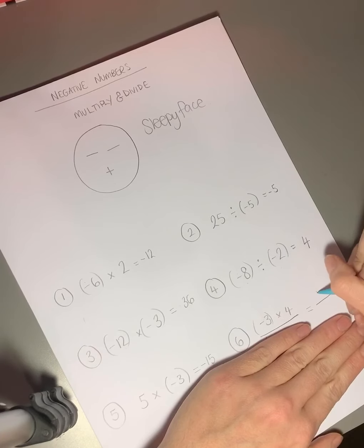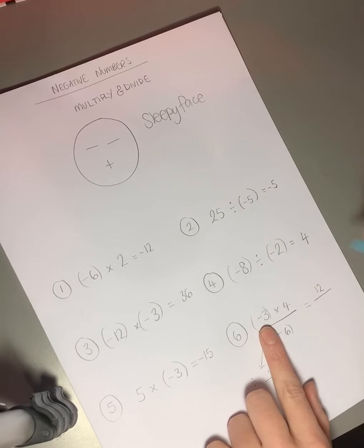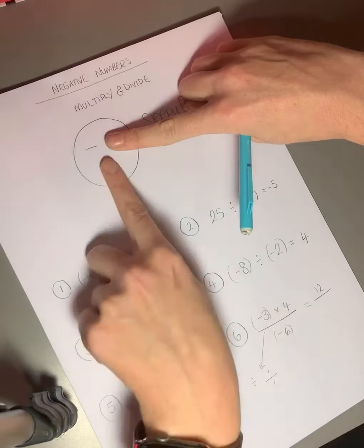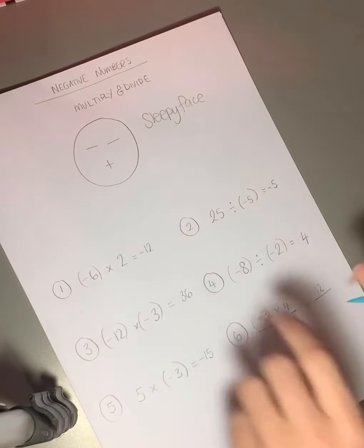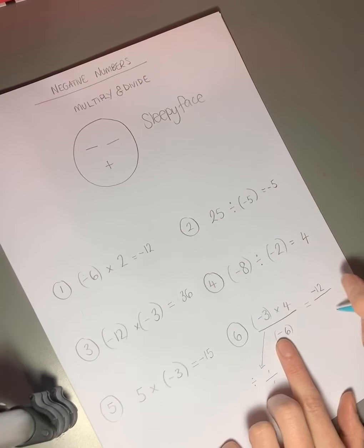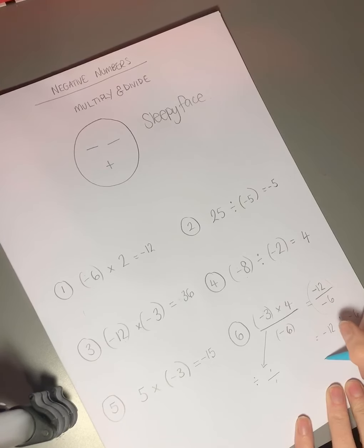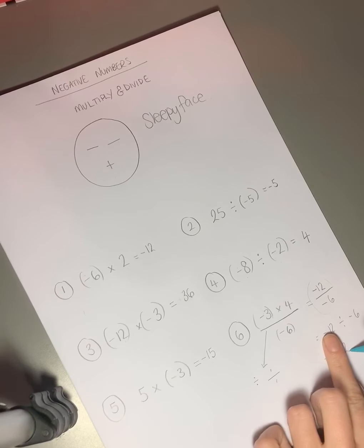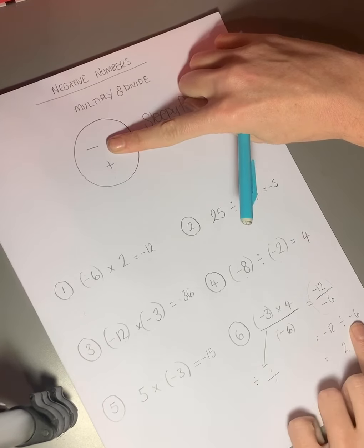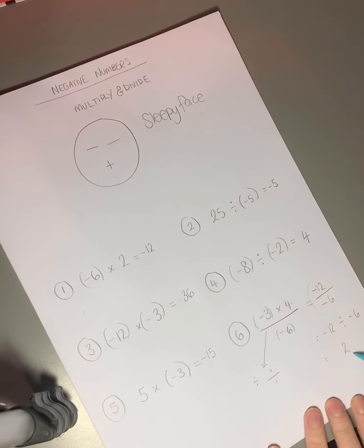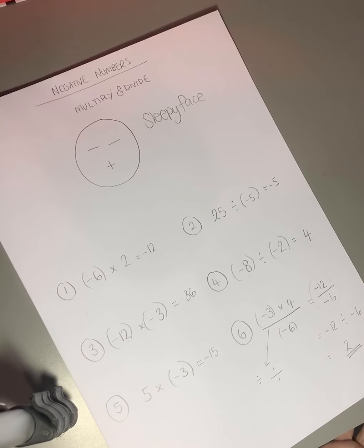So I know that 3 times 4 is 12. I've got -3, +4, so I've got negative, so it's -12, and that's still -6 on the bottom because there wasn't a calculation to do there. And this just means -12 divided by -6. So I know that 12 divided by 6 is 2. I've got a negative there and a negative there, so my answer is positive. So I'm just going to leave it as 2.